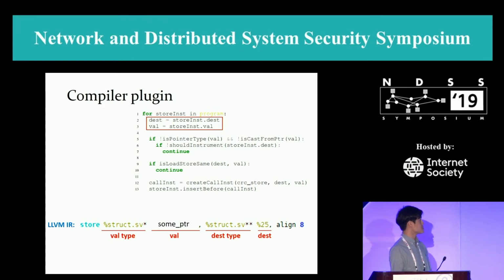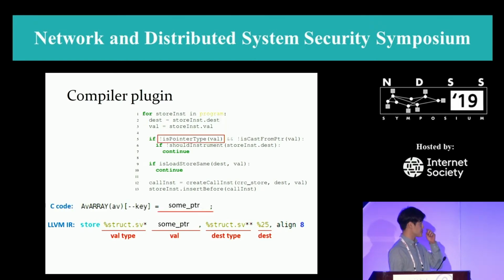So we instrument the store instruction in LLVM IR. In LLVM IR, a store instruction looks like this. It has a value and a destination, and we have a type for the value and the destination.